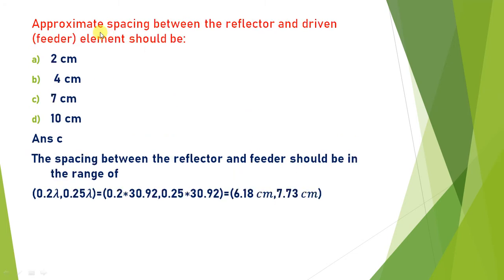Next, what is the space between the reflector and driven element? All the data previously remains the same. Lambda we have calculated in the sub part of MCQ 1. It remains the same. So what is the range of this distance between reflector and feeder? It is 0.2 lambda to 0.25 lambda. Similarly, you can put the value of lambda over here, you will get this range, and from that you will get the answer C, which is 7 centimeter.